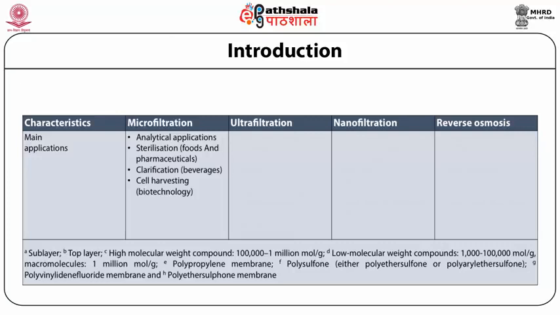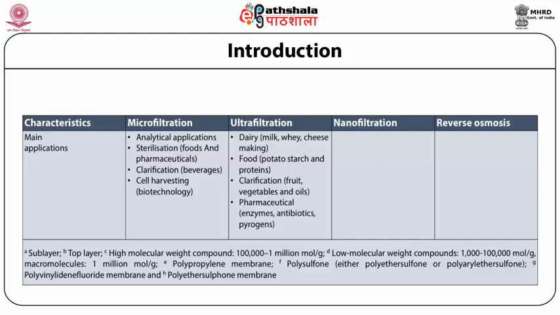The main applications of microfiltration are analytical applications like crystallization of foods and pharmaceuticals, clarification of beverages, cell harvesting in biotechnology. UF is used particularly in dairy, milk, whey and cheese making. So it is used as a protein concentration process, while MF is a protein fractionation process. In food, it is used for potato starch and proteins. Clarification of fruit, vegetable oils. Pharmaceutical, it is used for enzymes, antibiotics and poisons, and it is also used for water treatment.